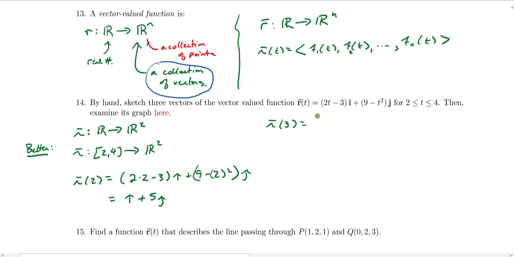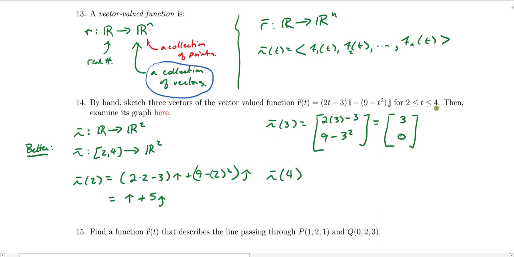So another way we could write one of these outputs is 2 times 3 minus 3, and 9 minus 3 squared. And so the output vector here would be this 2D vector. Let's see, 6 minus 3 is 3, and 9 minus 3 squared is 0. So that's another output vector. And then again, just showing you the various ways we could represent this.